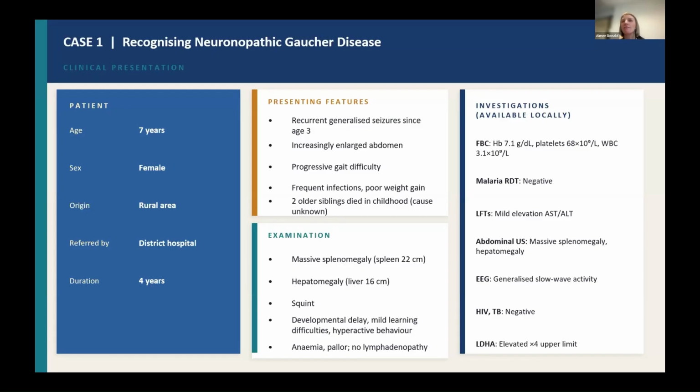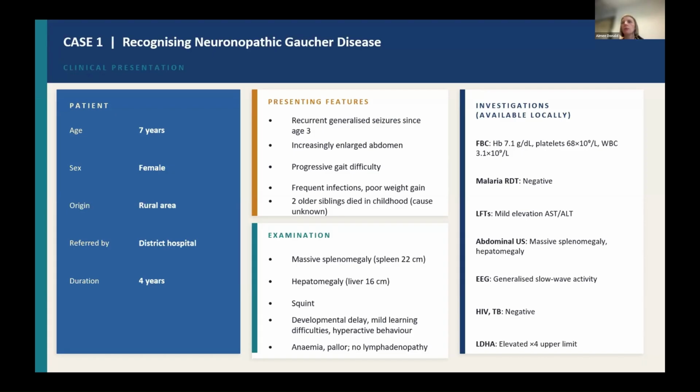On examination, she's got massive splenomegaly. She's got hepatomegaly. She's got a squint or strabismus. There's clear developmental delay. There appears to be some learning difficulties, and she will not sit still in the clinic room. She's running around, and she's got anemia. She's pale, but there's no lymphadenopathy. And you managed to do some investigations, and these are as demonstrated on the right-hand side of your screen.